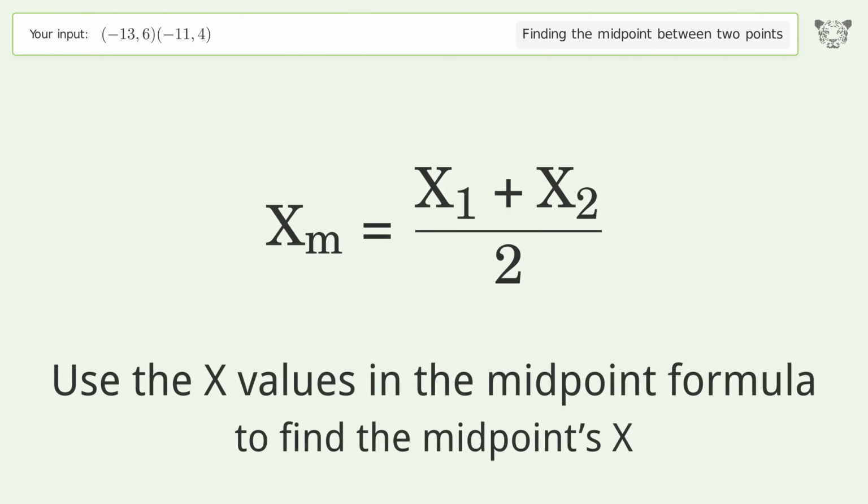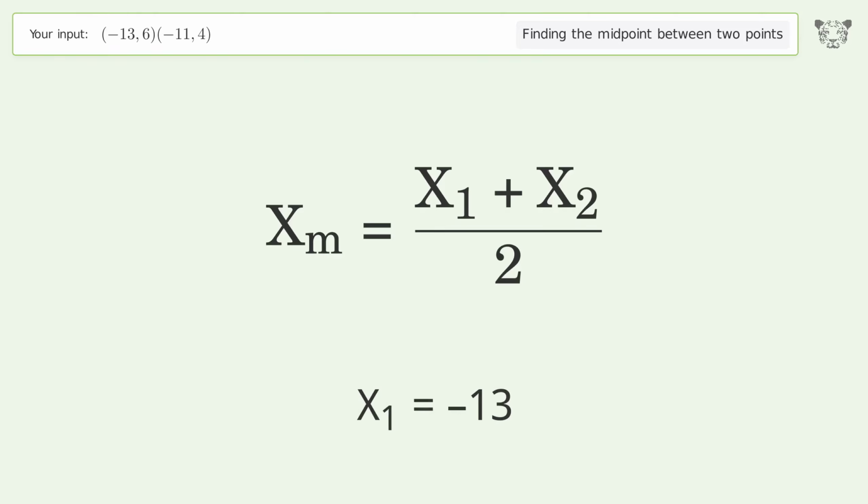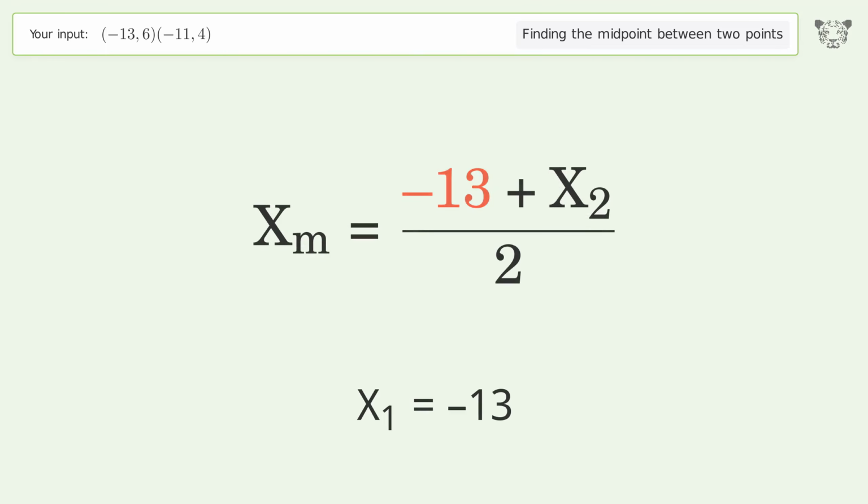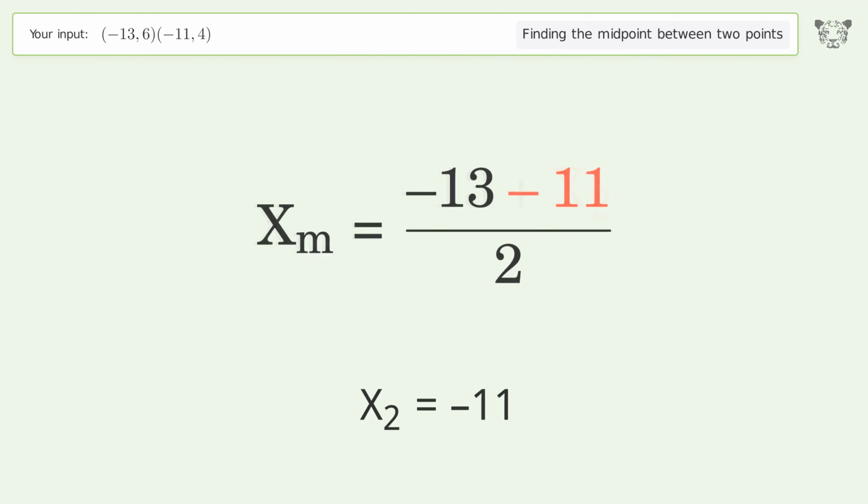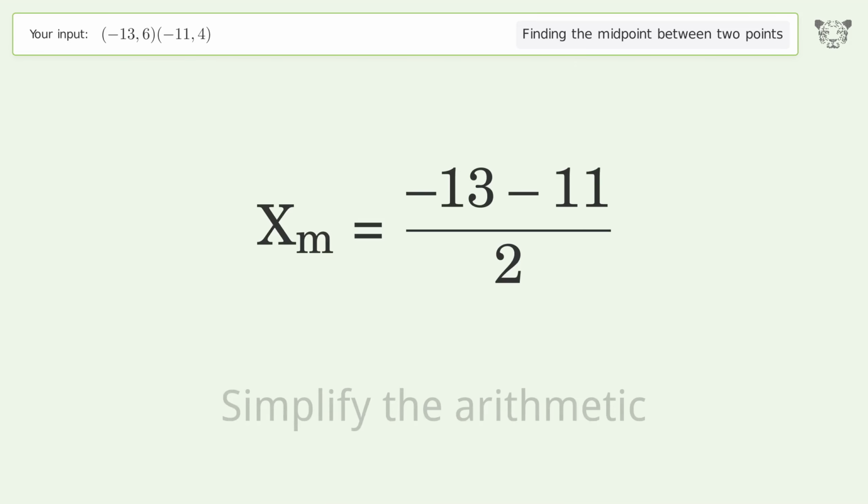Use the x values in the midpoint formula to find the midpoint's x. x1 equals -13. x2 equals -11. Simplify the arithmetic.